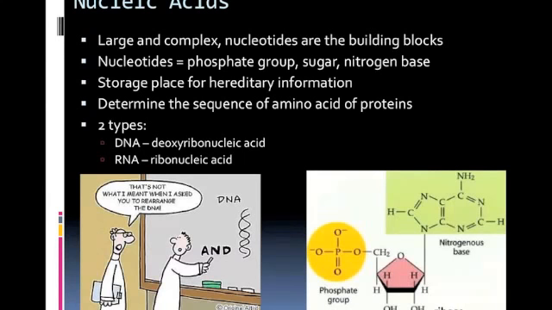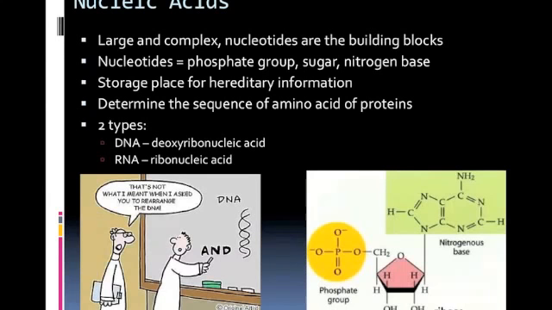The sugar differs between the DNA and RNA. You have ribose for RNA and deoxyribose for DNA. And then the nitrogen base, there are actually a few different nitrogen bases, and that is what makes each nucleotide slightly different. You have adenine, guanine, cytosine, thymine, and uracil. So you have 5 total, and when we get into the unit on DNA, we'll look at these more closely and why we have 5.